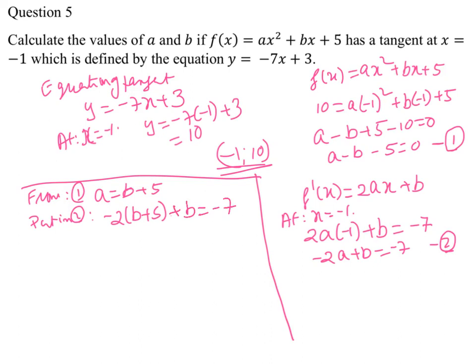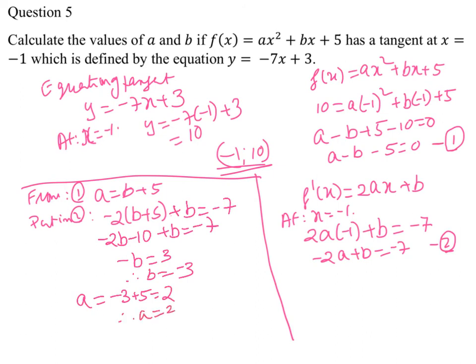So here what I get is -2b minus 10 plus b equals -7, and so -b is equal to 3. Therefore b is equal to -3. And I substitute back in the original equation number 1, and I get a is equal to -3 plus 5, which is equal to 2. Therefore, a is equal to 2 and b is equal to -3.